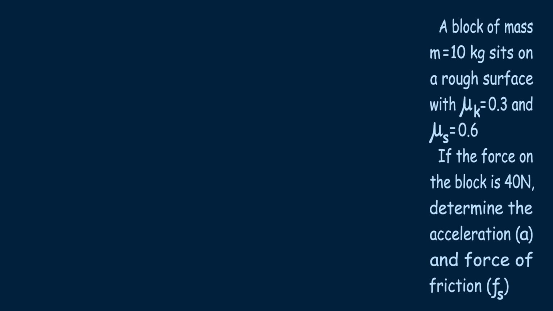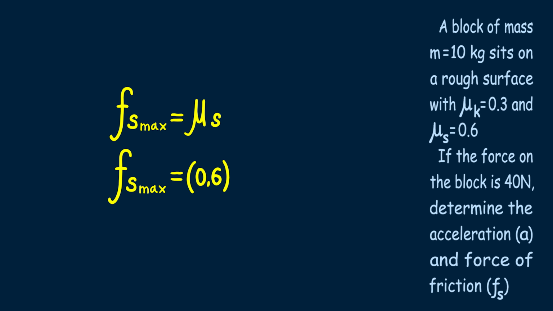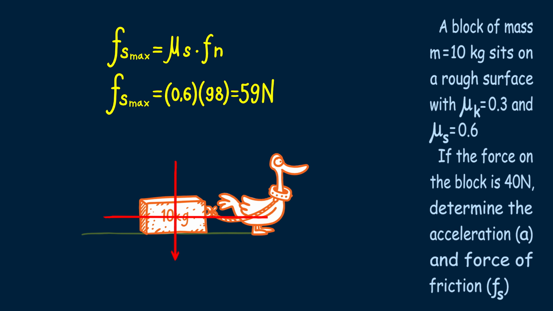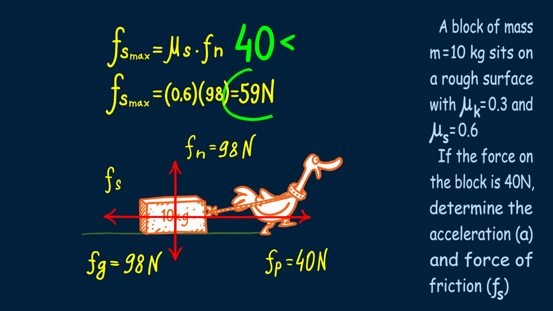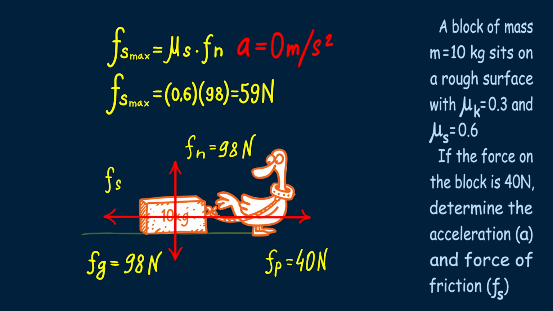The next step you want to do is calculate the maximum static friction, or Fs max. We can determine Fs max by multiplying the coefficient of static friction, μs, by the normal force, Fn, which gives us 59 newtons. Since the 40 newtons being pushed on the block is less than the maximum static friction of 59, this means that the block stays stuck, and so the acceleration is 0.